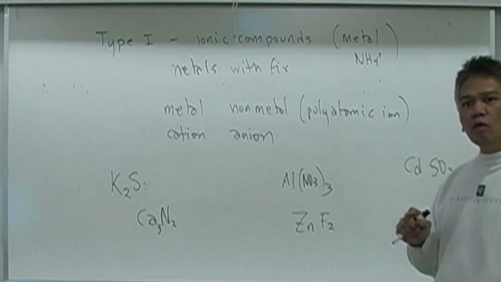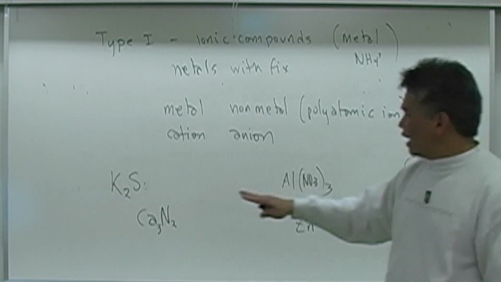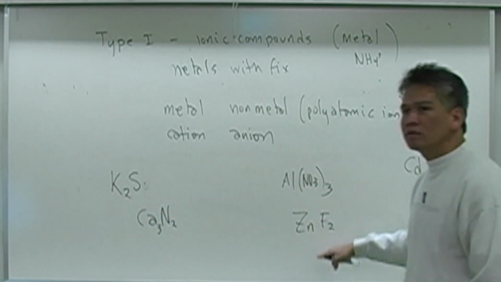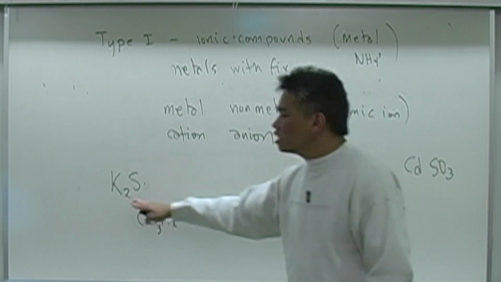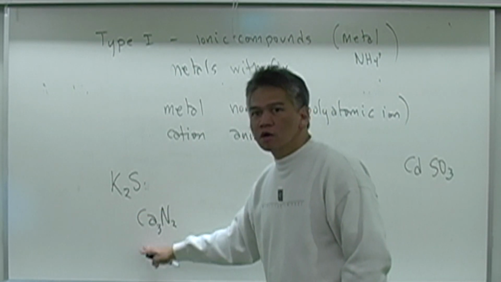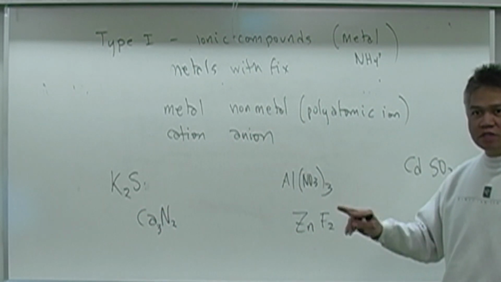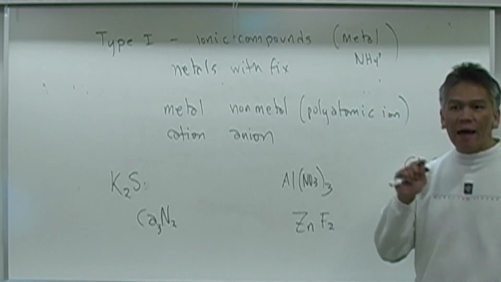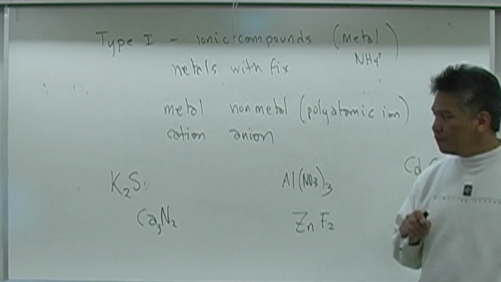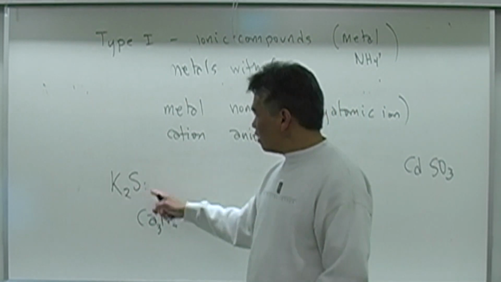The first thing that you want to look at is that all of these contain a metal. So it's either a type 1 or a type 2. All of these are either group 1, group 2, aluminum, zinc, cadmium, or silver. So all of these are examples of type 1 compounds. Okay? How do I name this, therefore?